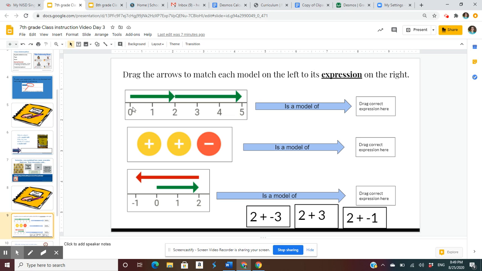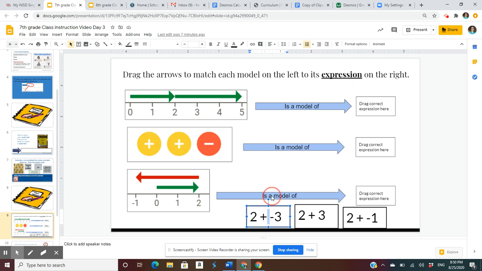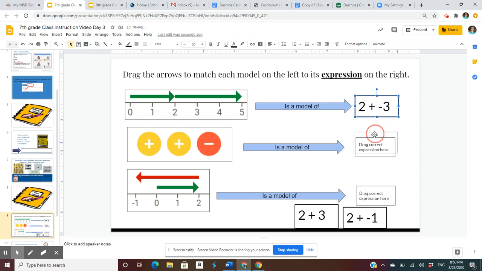For example, this one starts from 0, goes to 2, and then goes from 2 to 5. The way that you get the correct answers is you need to take these boxes down here at the bottom, click them, and drag them around. So maybe it goes here, and you'll put it right there. Or maybe this one goes here. Or maybe it goes here. But you're going to take each of those pieces and drag them to the correct model.